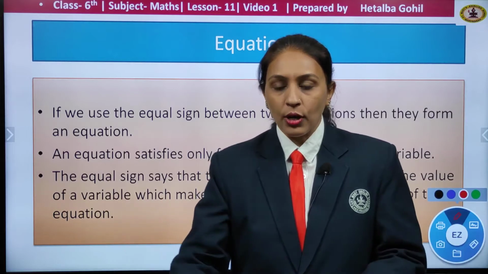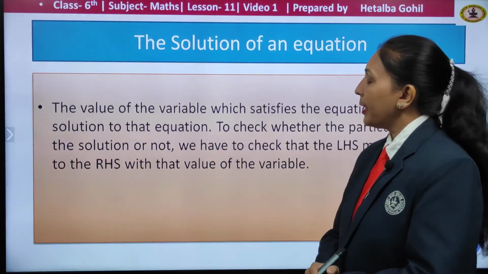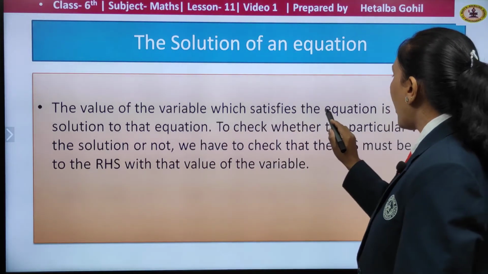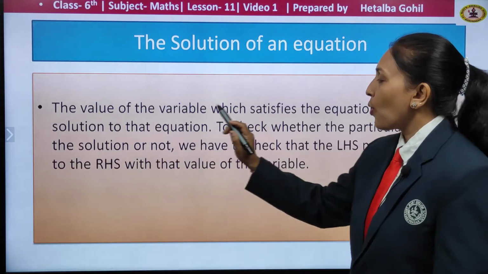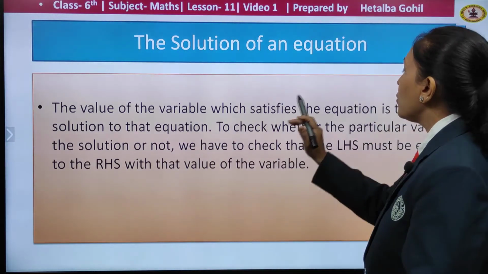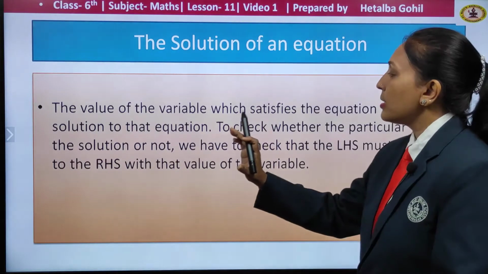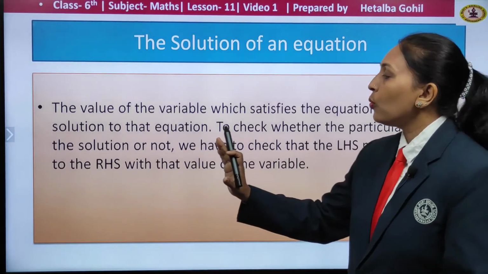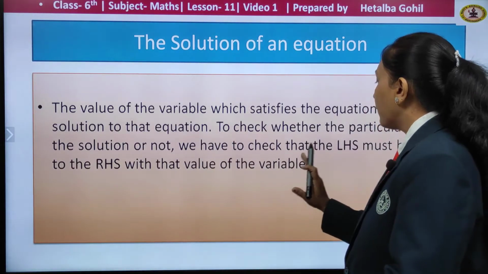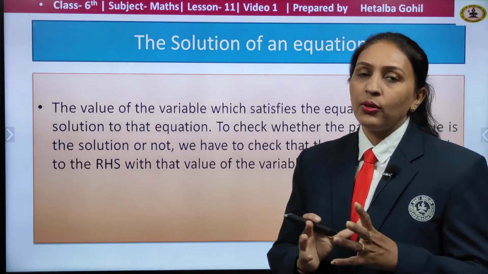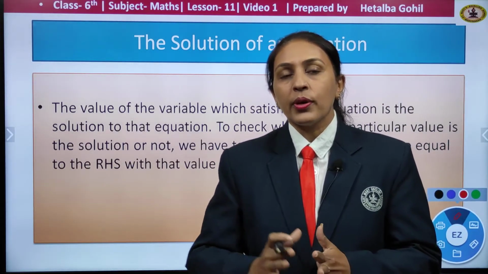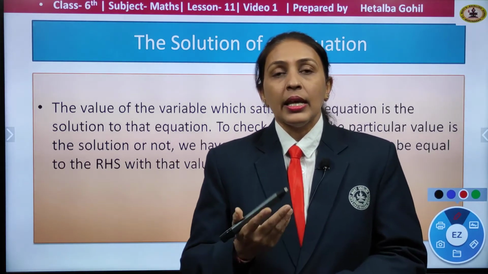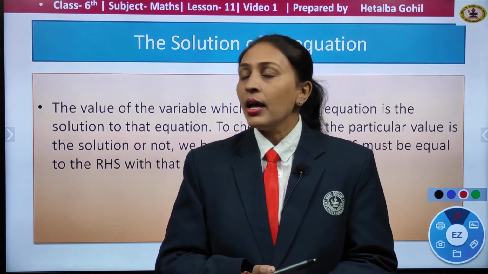Now you will ask me, what is the solution of an equation? Let us understand that. The value of the variable which satisfies the equation is the solution to that equation. To check whether a particular value is the solution or not, we have to check that the LHS is equal to the RHS with that value of the variable. When we put the value of the variable in the equation and both sides give equal values, then that value of the variable is called the solution of the equation.